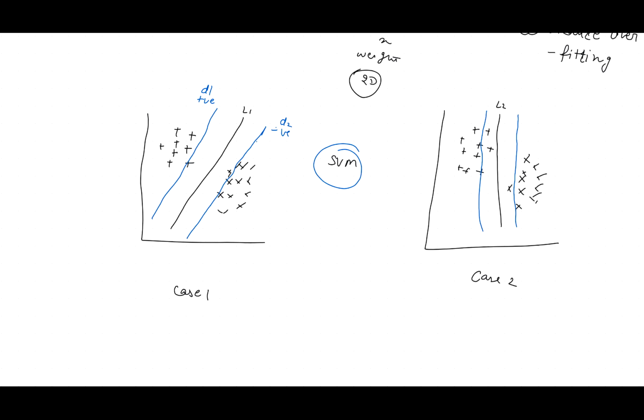So the goal of the SVM is to choose the hyperplane which has the shortest distance between positive and negative data points. Okay, the shortest distance of this one. This is number one, like the goal. Select the shortest distance between positive and negative data points.